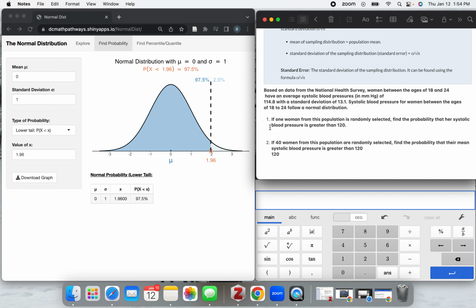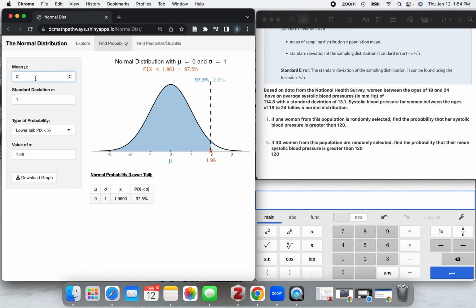So we have our problem number 1. If a woman from this population is randomly selected, find the probability that her systolic blood pressure is greater than 120. So this is just any single woman in this group. So we don't have a sample, we just have one.